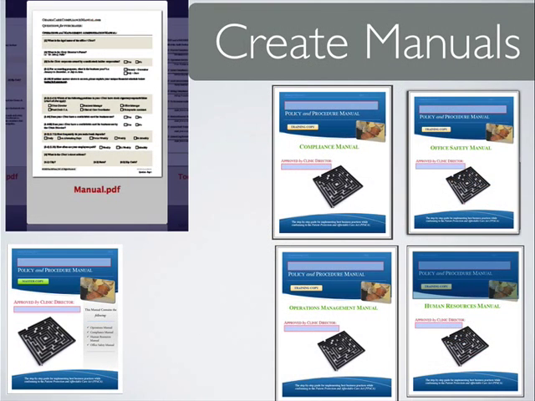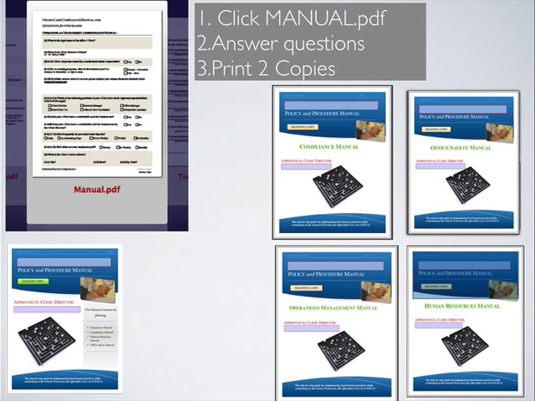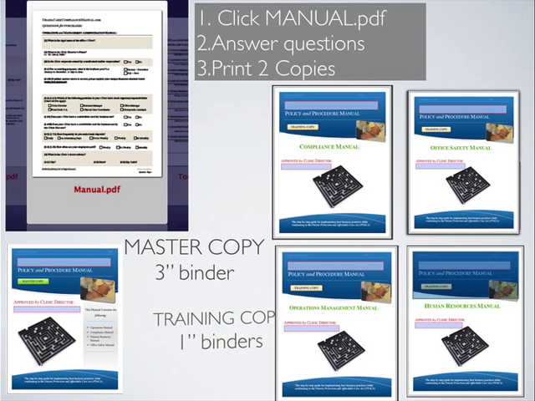Next, you want to create the manuals by clicking on MANUAL.pdf. There'll be a bunch of questions you want to answer. Once you've answered the questions, print out 2 copies of the manual. One copy is the master copy. That goes into a 3-inch binder. The cover for this and the other manuals are in the back of the launch program. You may want to print them out in color. The training copies go into the 1-inch binders. You should break the manual up into the appropriate compliance, office safety, operations management, and human resource sections.